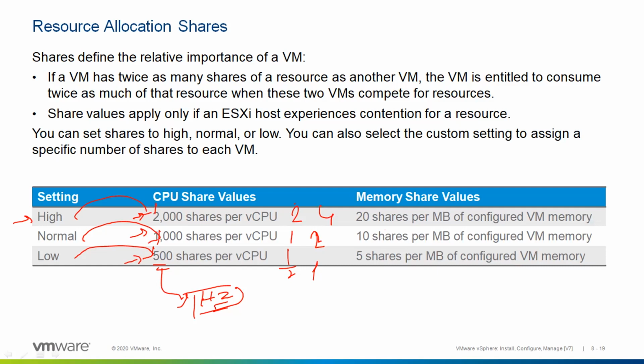Okay. Same way for memory. 20 shares per MB for configured memory. 10 shares you will get if we do normal, and 5 shares per MB in low. So it's a ratio again, 1:2:4. The high value is always 4 times the low value.